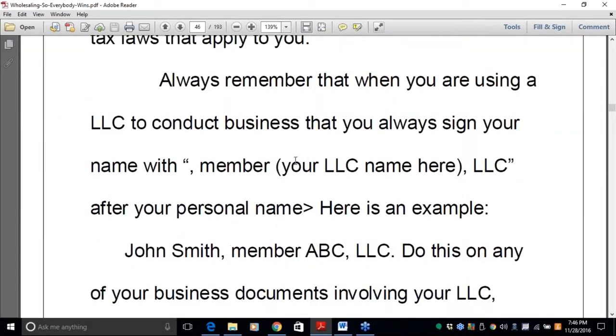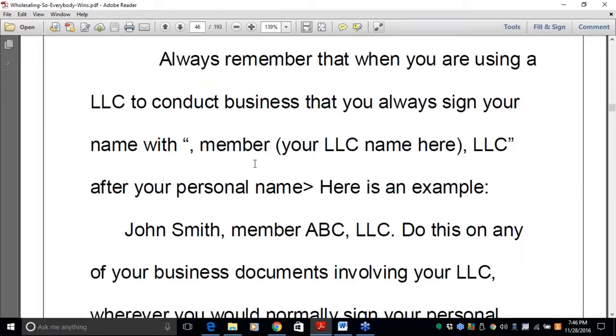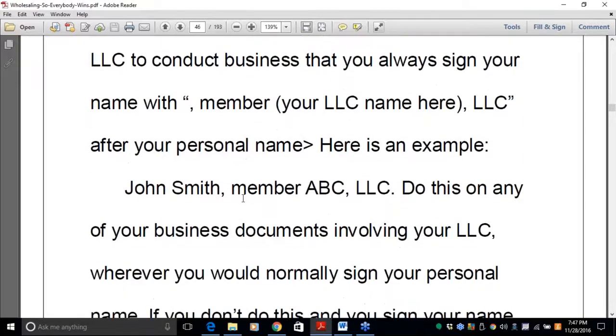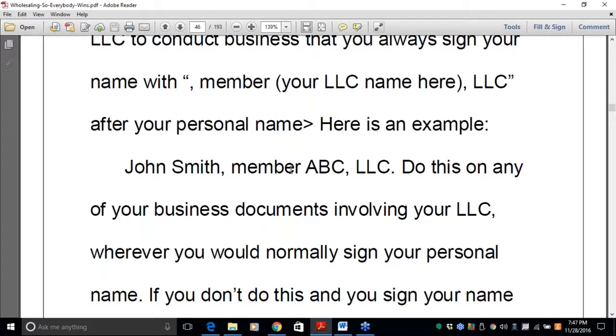Also remember, whenever you use an LLC, you always sign with your name, comma, the word member, and you can put in the name of your LLC. So in this case, Beatrice Jones, comma, member, Beatrice LLC. You can't just say member LLC, assuming that the LLC is mentioned somewhere on that page of a contract. That's okay here. Here's the example: John Smith, member, ABC LLC.